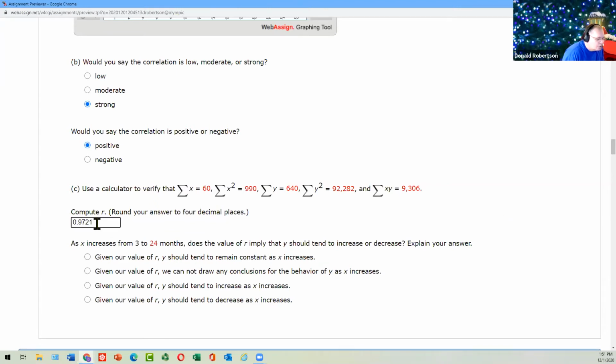That is very close to being 1, isn't it? Does it not kind of emphasize that my strong was a good answer? Suppose this correlation coefficient was 0.72. Then I would have moved this answer to moderate. Suppose it was 0.5. Then I would have moved my answer to low. So you've got moderate in this case, strong and low, and I'm picking strong.